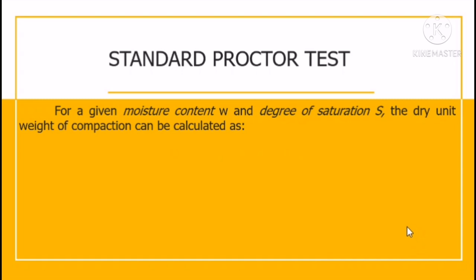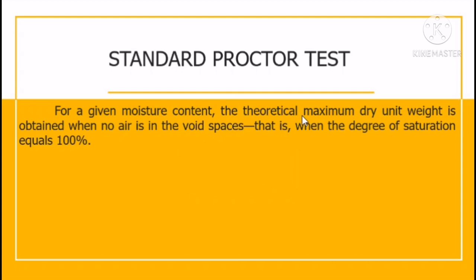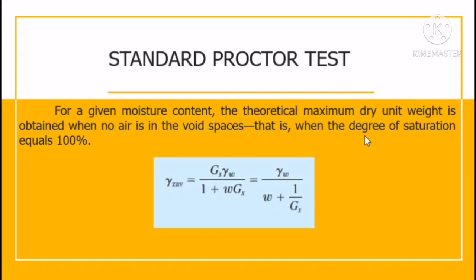For a given moisture content, W and degree of saturation, the dry unit weight of compaction can be calculated as GS unit weight of water over 1 plus WGS over S. So that is the formula for dry unit weight as we all know. For a given moisture content, the theoretical maximum dry unit weight is obtained when no air is in the void spaces. That is when the degree of saturation equals 100%. So the formula is the unit weight at zero air void. That is equal to GS unit weight of water over 1 plus WGS or equal to this: unit weight of water over moisture content plus 1 over the specific gravity of soil.